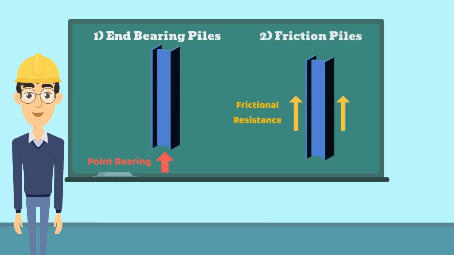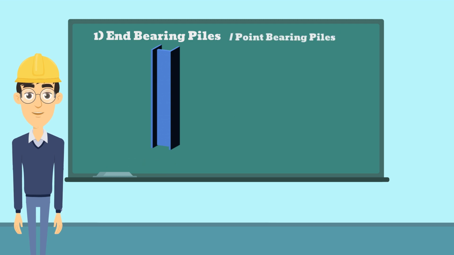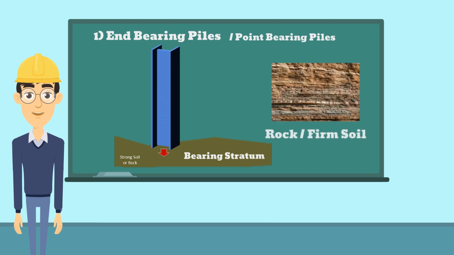First, the end-bearing pile, which is also called point-bearing pile, will be used when the bearing stratum for piles is a hard and relatively impenetrable material, such as rock or firm soil. In this case, the piles derive their carrying capacity from the resistance of the stratum at the toe of the piles.